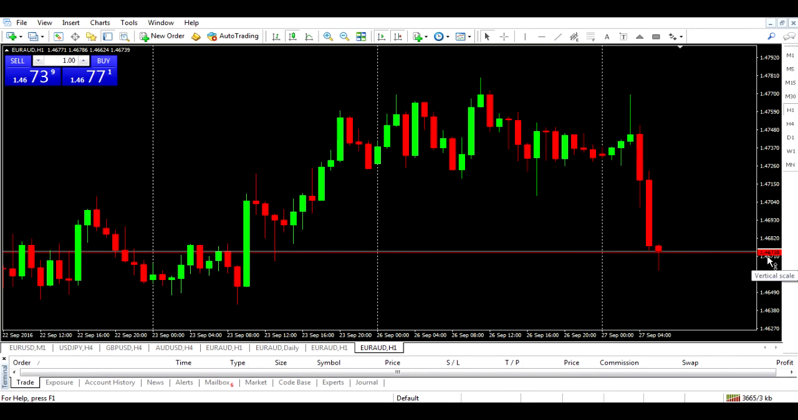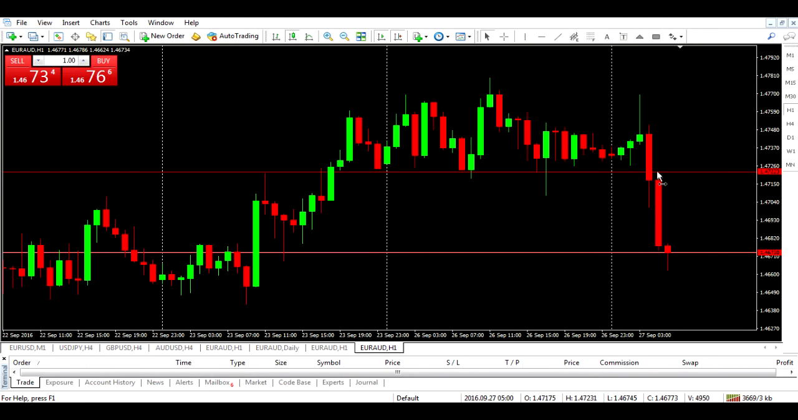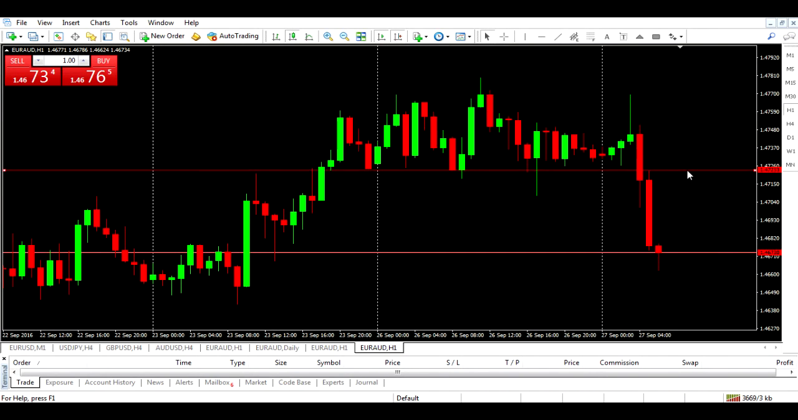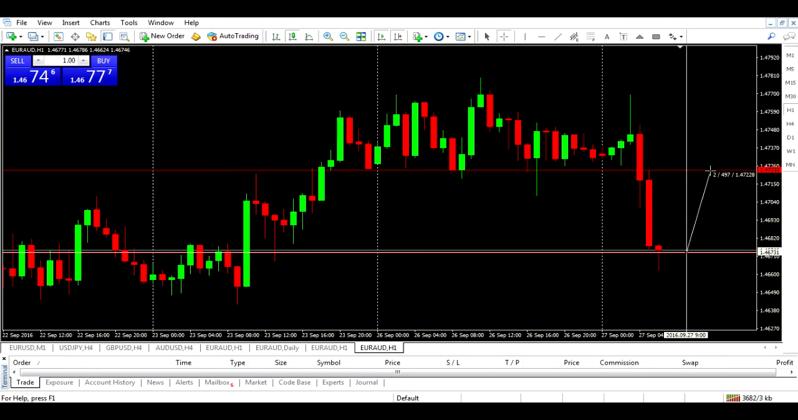So at 1.46730, and let's say I'm expecting the price to move up here at 1.47233. So the difference of that move is what you call the pip. So I use the cursor to measure. It's 50 pips. You can see here the number in the middle moves. So that is the pip.